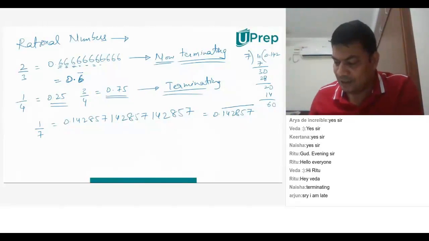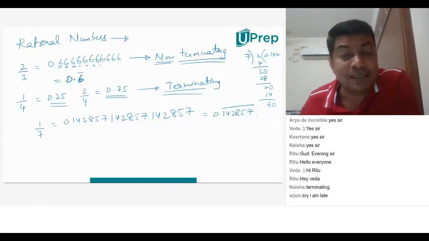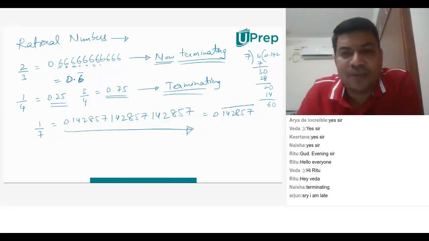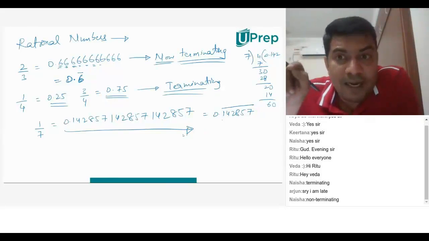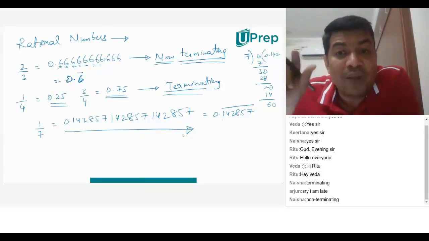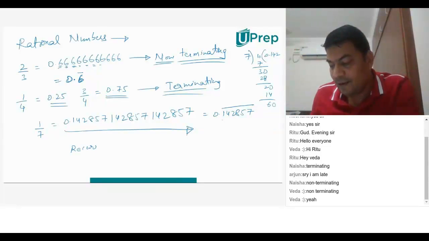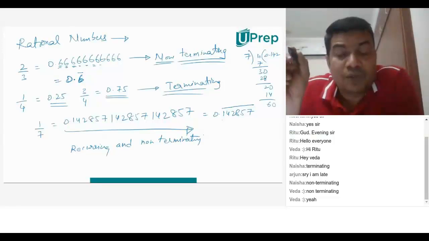Can I say that 0.142857, because this is infinite, is terminating or non-terminating? It's non-terminating. So it's non-terminating, but it is recurring. When I say recurring, the same numbers are repeating. So whenever you have recurring and non-terminating, even if it's non-terminating, it's not terminated.